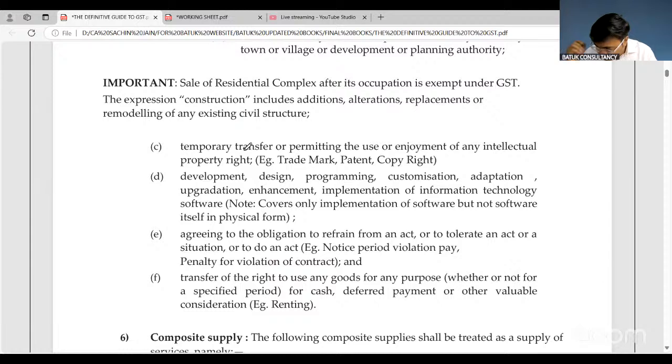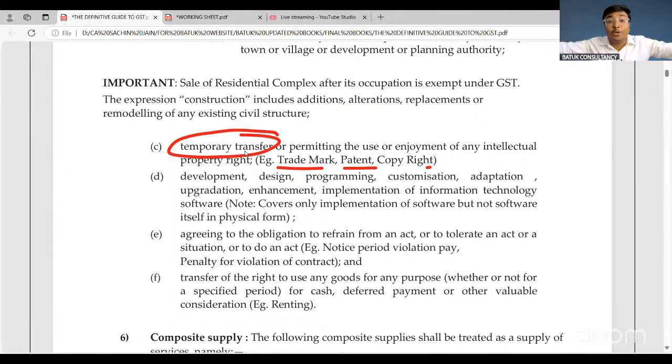Now, last day one question was there: sir, trademark, supply of goods or supply of services? So the answer is here. Trademark, patent, copyright: supply of services. But they have used one specific line, that is temporary transfer or permitting the use or enjoyment for 10 years, for 15 years, for 20 years. After that, you have to go for the renewal. That is called supply of service.